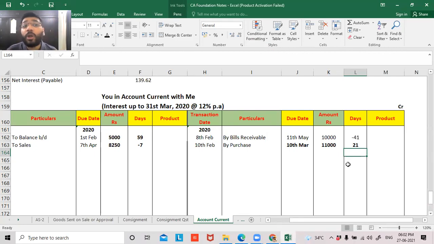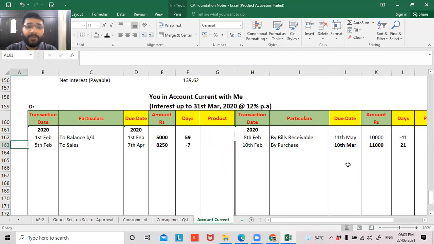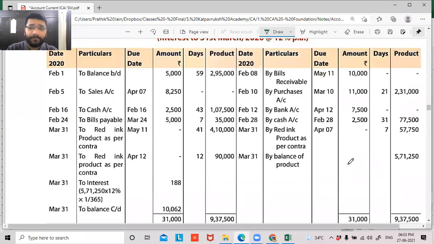So how do you calculate in a short way? 31 minus 10. So you're minusing 10 days, and the balance 21 days is left, no? So straight away you can do 31 minus 10 in your calculator. Okay, not okay. Okay, sir. Everybody say okay, I'll go forward.